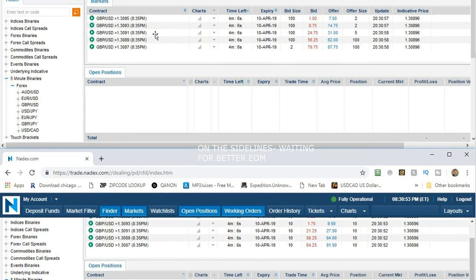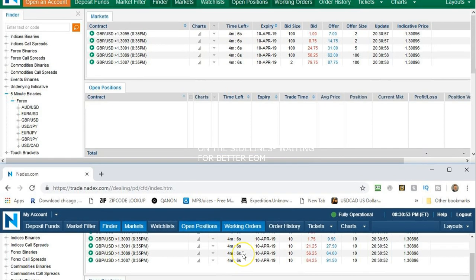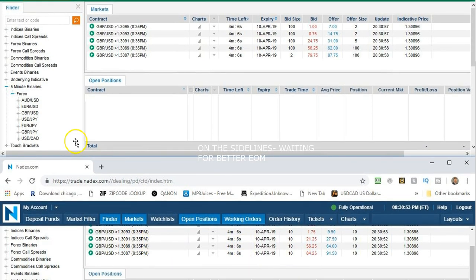This is on the pound US demo versus live. Almost 4 minutes to go here before this set of strikes expire. Let's look at the 91. The 91 is at 24. This is at 21 and 31 and 27. You can see extremely, extremely close.